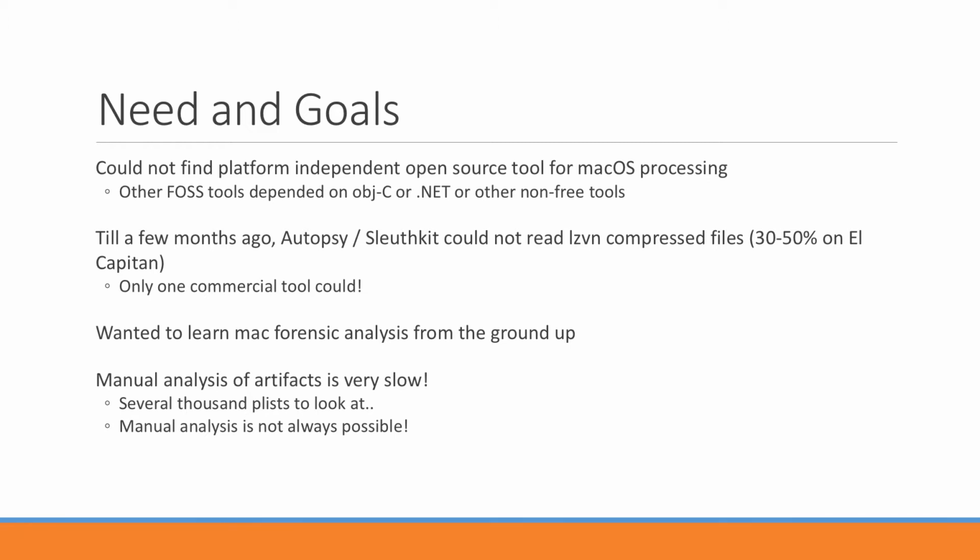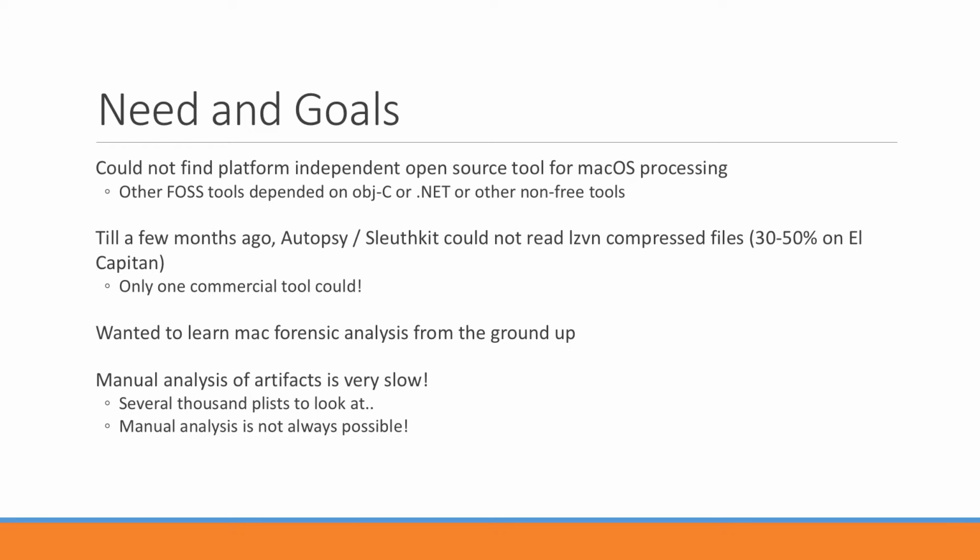There were other problems. Up until, I want to say 6 months back, most tools, including commercial ones, actually all tools that I know of, did not support LZVN compression, which is something that Mac has had since El Capitan. If you take account of the number of files, anywhere between 30 to 50% of your files were LZVN compressed. And that meant you were missing a big chunk of that data. In the last few months, most tools have caught up. But back then, I believe Blacklight was the only tool that could read a disk image and show you all your LZVN compressed files correctly.